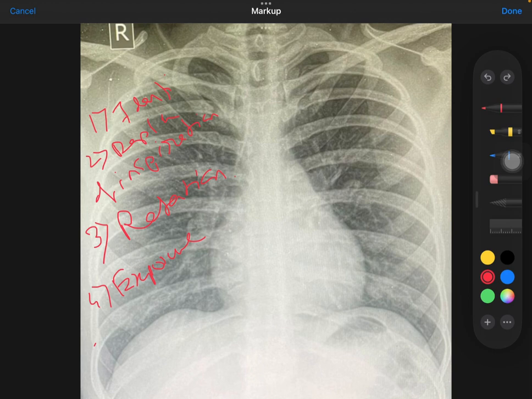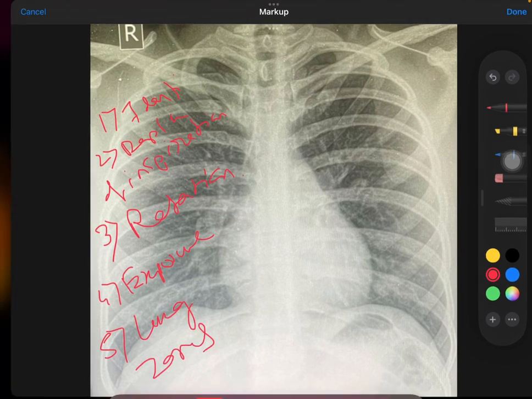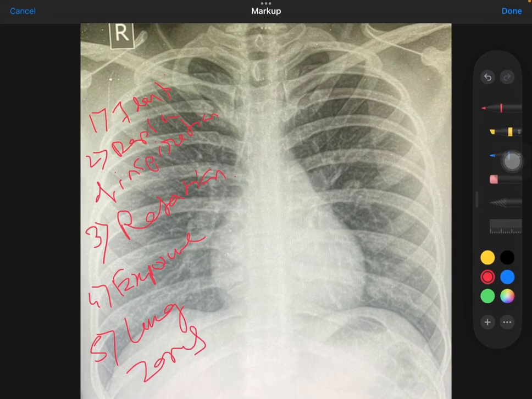The next thing that we are going to learn is lung zones. This is very important, because in an X-ray you need to know where the abnormality is. Now how to see the lung zones? How do we define the lung zones? We define the lung zones into three categories: the upper zone, the middle zone, and the lower zone. The upper zone, the middle zone, and the lower zone.